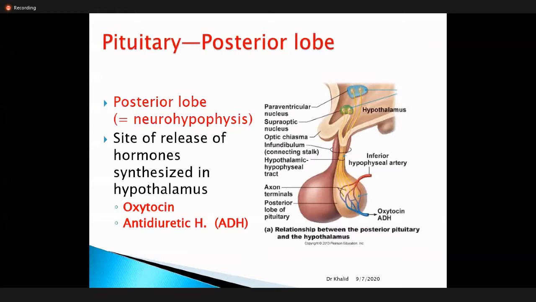Posterior pituitary, or the posterior lobe of the pituitary gland, which is also called neurohypophysis, is the site of release of the hormones synthesized in the hypothalamus. Actually, these hormones are secreted from the hypothalamus, and then they get stored in the posterior pituitary lobe. These hormones are oxytocin and antidiuretic hormone.